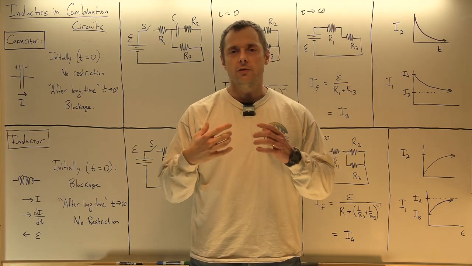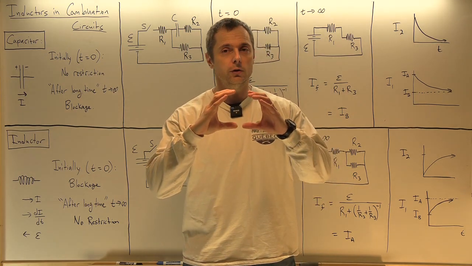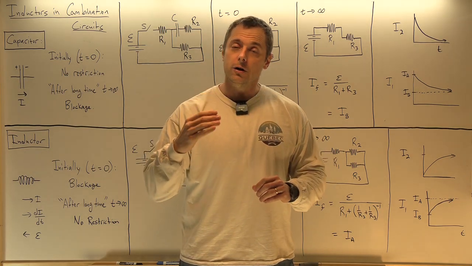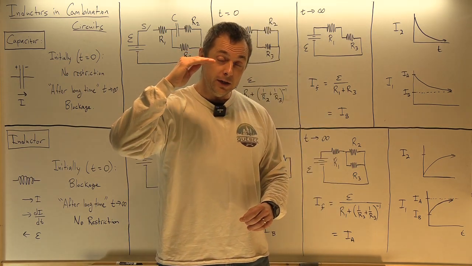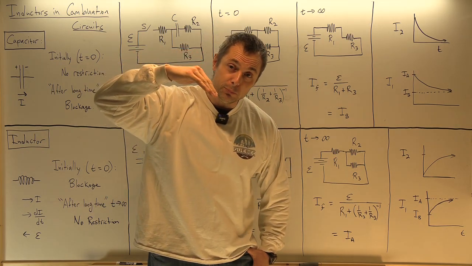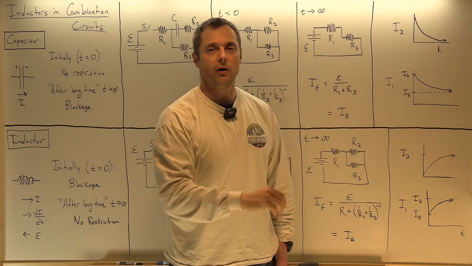Then we analyzed another circuit. It was also a single loop, this time with just an inductor and a resistor, and the current began at some initial value, and we saw that then it decayed as a simple exponential function down to 0.